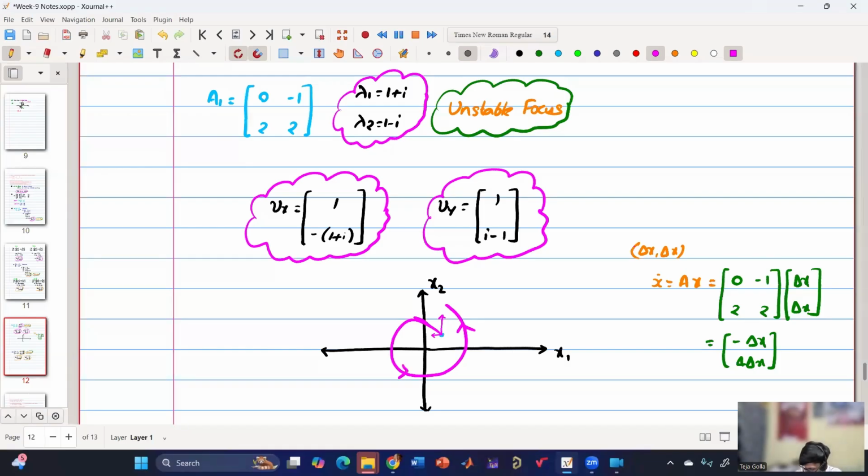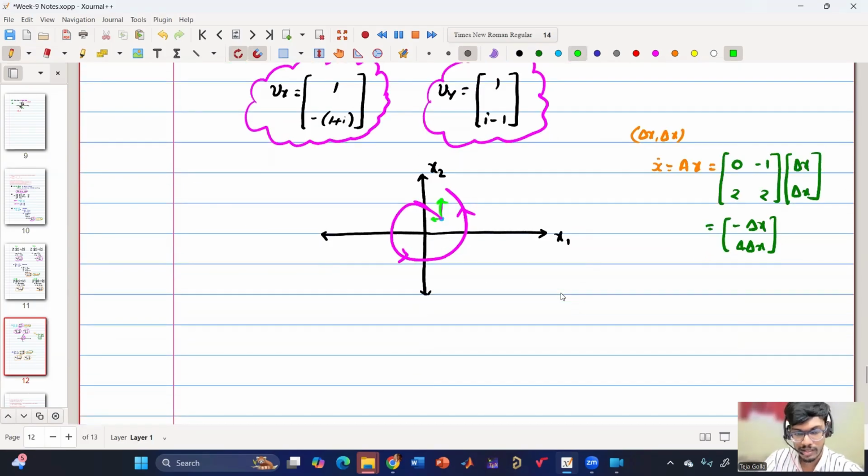So that's how we get the direction. This is in this direction and this is in this direction. Now because we know the direction, we can say that it is in the anti-clockwise direction. So Naveen, is this clear how to get the direction of the trajectory, whether it is clockwise or anti-clockwise?